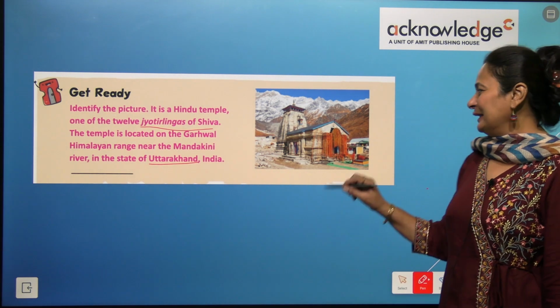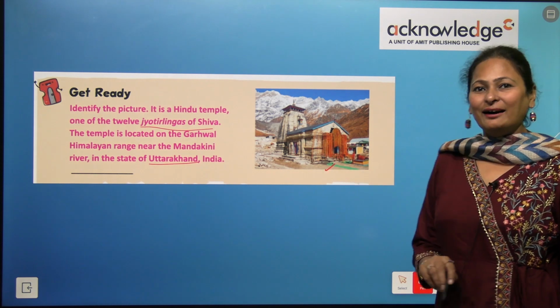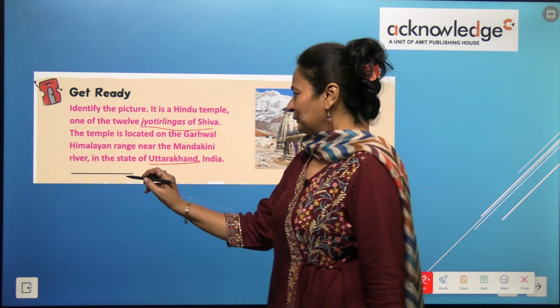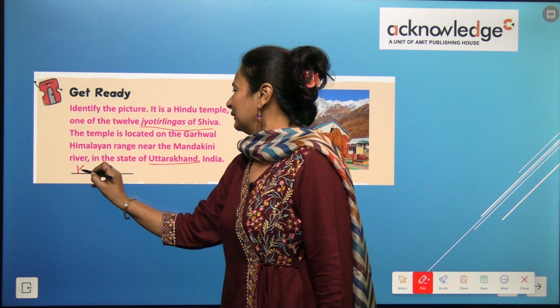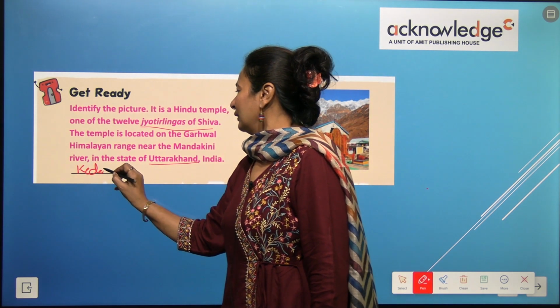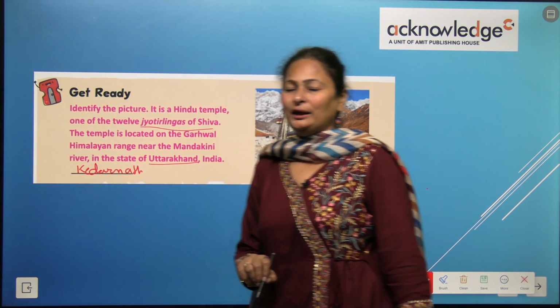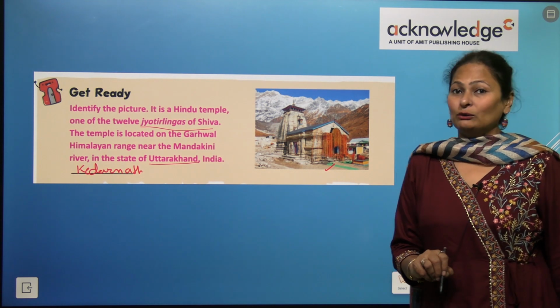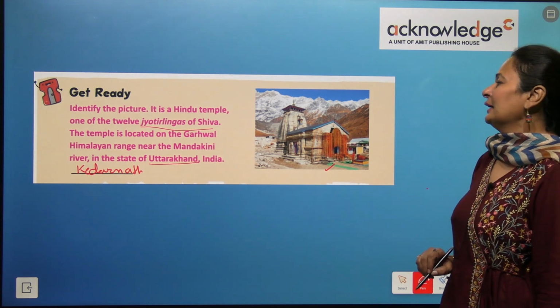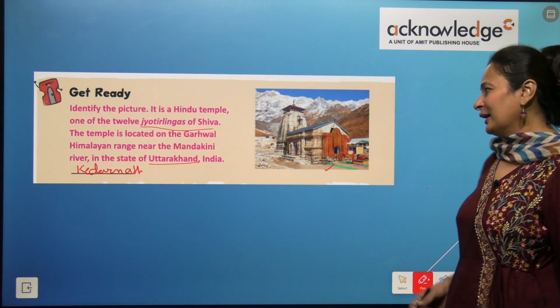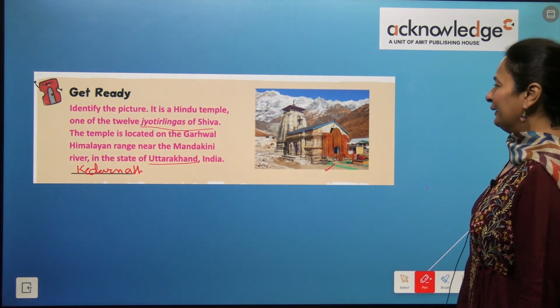Let me tell you, this is Kedarnath. Yes, it is Kedarnath. So write down Kedarnath. Kedarnath is very famous. It is one out of 12 Jyotirlings and it is located in the Uttarakhand state of India. Right, kids?